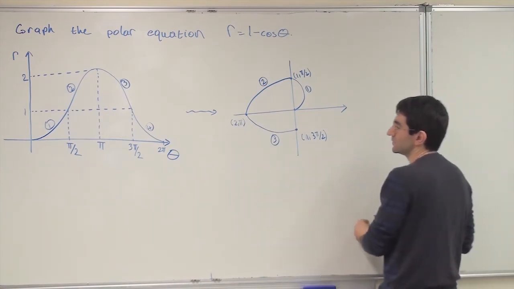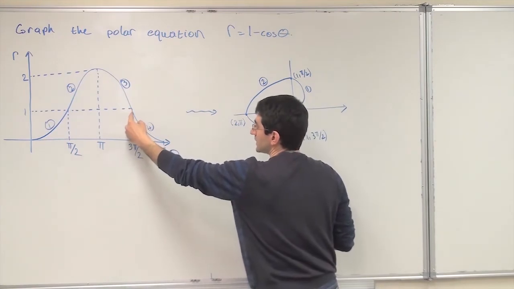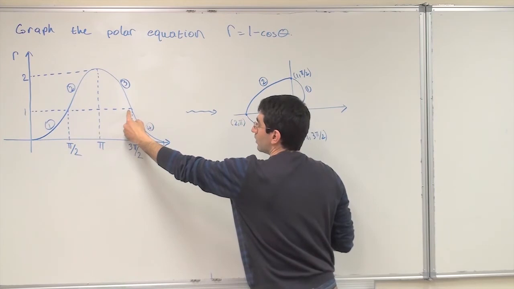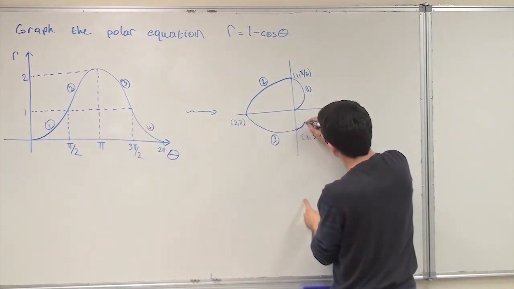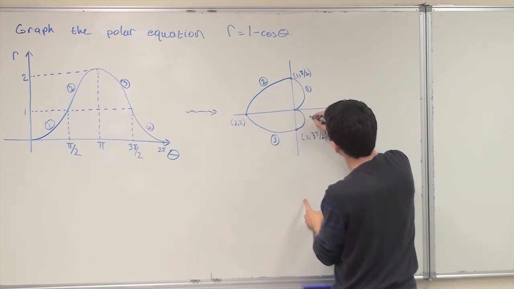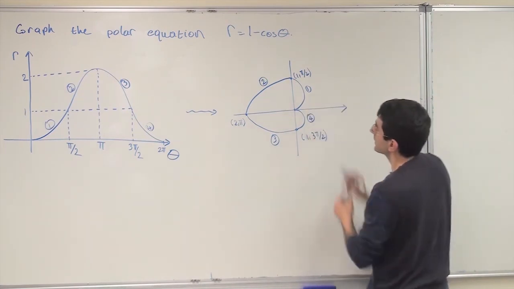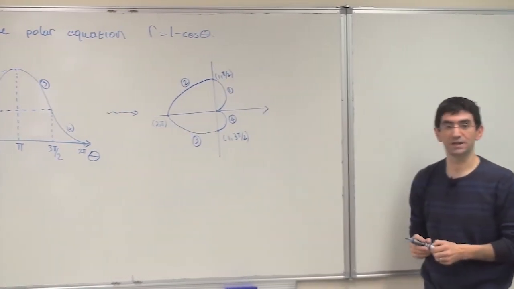Now, the fourth region, the r's still decreasing from 1 to 0, and that will correspond to this arc in polar equation. And this completes our sketch.